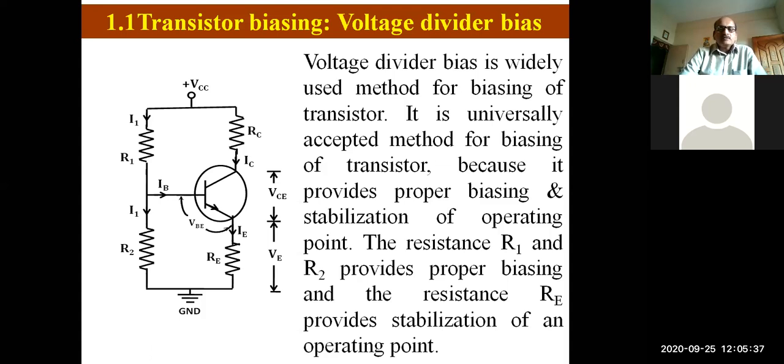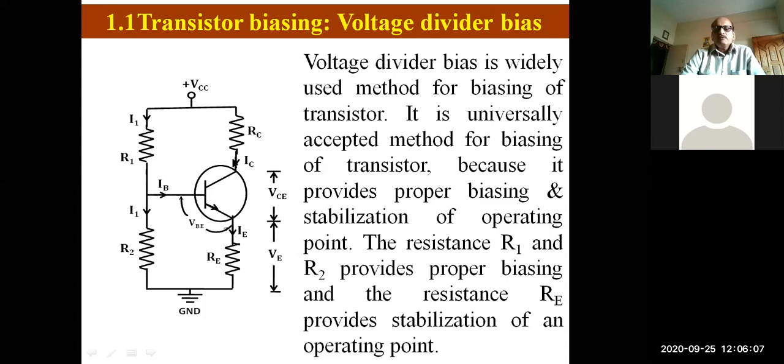Now, how can we draw the circuit diagram? Initially, we draw the transistor and give its names: base, collector, emitter. After that, we draw the collector resistance and emitter resistance. And then we draw the voltage divider resistances. After drawing the voltage divider resistances, we can analyze this circuit by determining the collector current and collector emitter voltage.